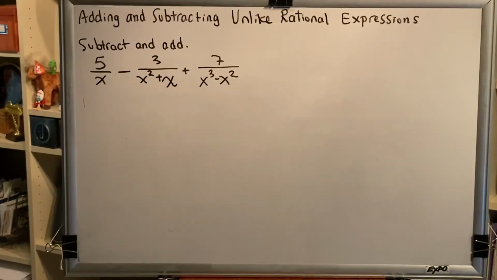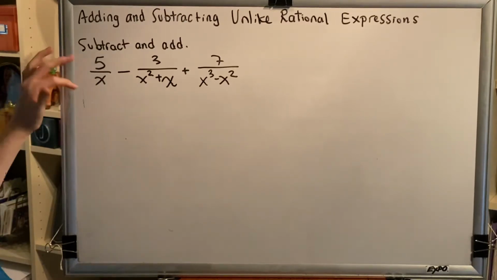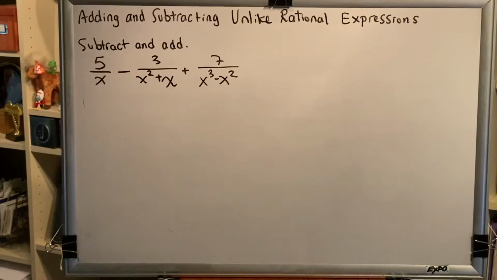The topic of this video is adding and subtracting unlike rational expressions. Let's look at a problem. Subtract and add 5 over x, minus the rational expression 3 over the binomial x squared plus x, plus the rational expression 7 over the binomial x cubed minus x squared.